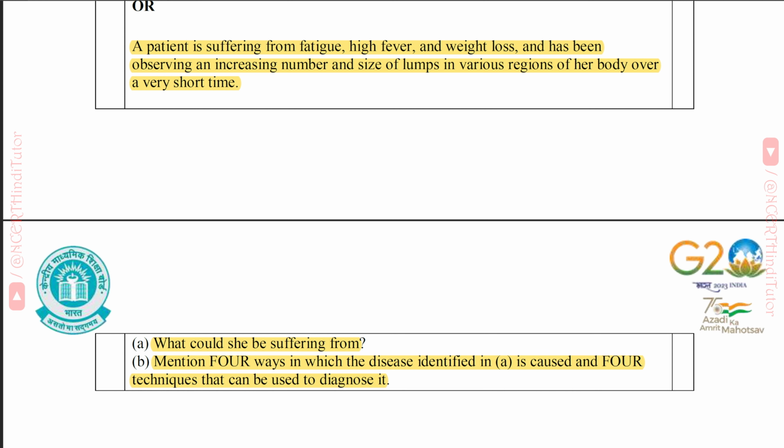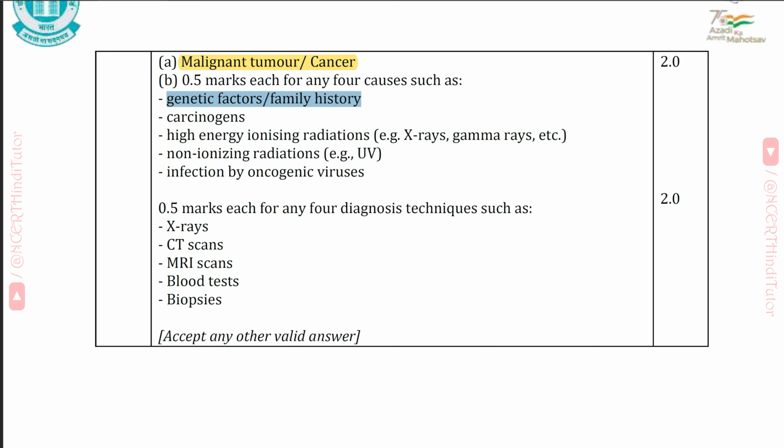Answer. Genetic factors, family history, carcinogens, high energy ionizing radiations, for example X-rays, gamma rays, etc., non-ionizing radiations, for example UV, infection by oncogenic viruses. Any 4 diagnostic techniques: X-rays, CT scans, MRI scans, blood tests, biopsies.